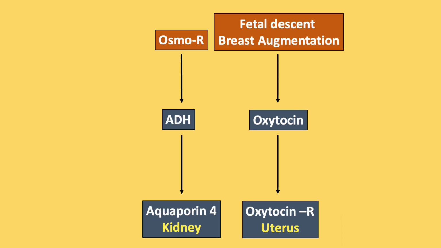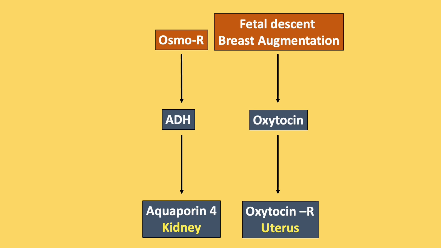For the posterior pituitary, it's a little bit different. As we previously discussed, ADH and oxytocin are produced in specific nuclei in the hypothalamus, which travel down axons and are stored in the posterior pituitary. Upon activation by osmoreceptors for ADH, and fetal descent and breastfeeding for oxytocin, these hormones are released.